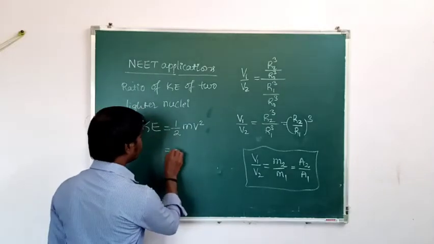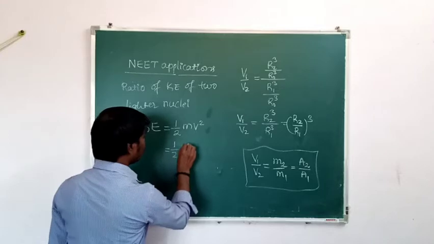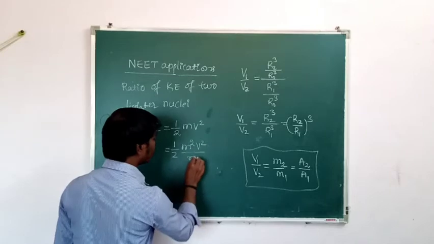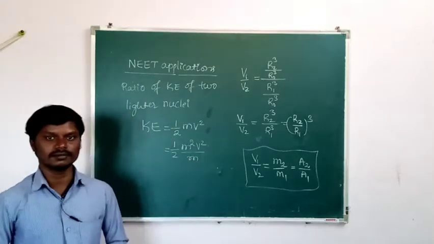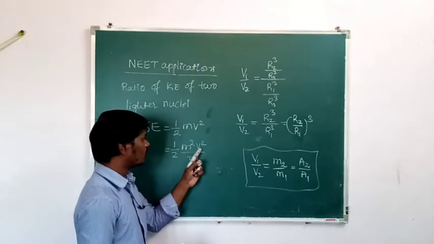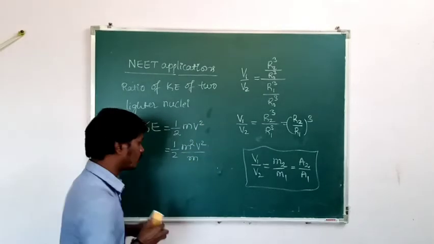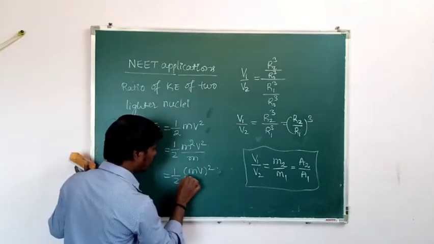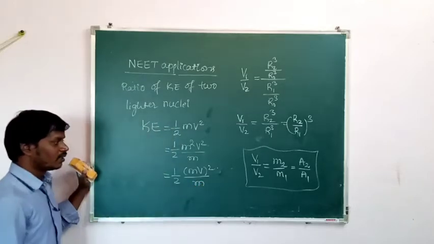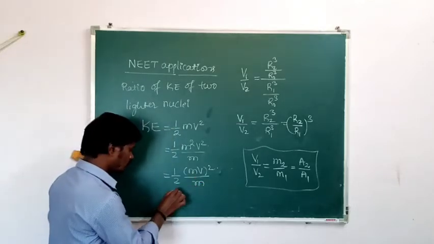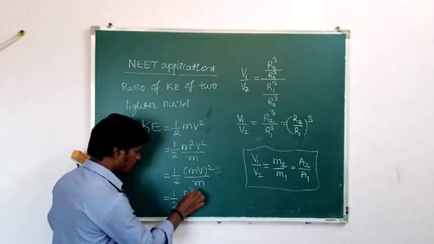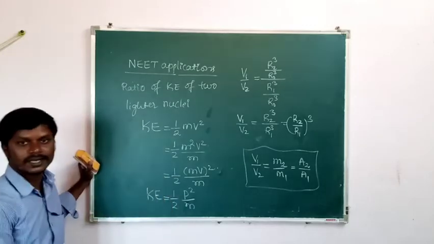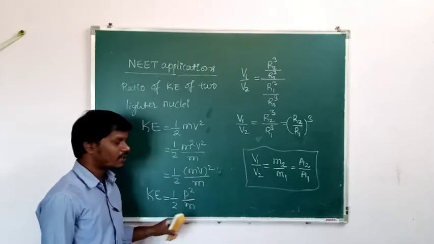Then we can write 1 by 2 m into m, that is m square into v square divided by m, means multiplied by m divided by m. Then m square into v square, we can write as m into v whole square. Then 1 by 2 m into v whole square divided by m. What is m into v? That is momentum. Then p square divided by m. So the kinetic energy in terms of momentum is K is equal to 1 by 2 p square by m.